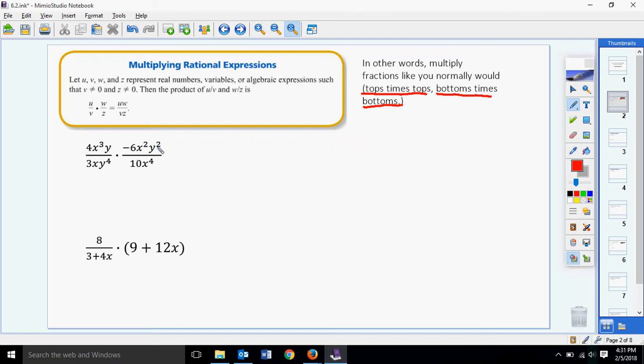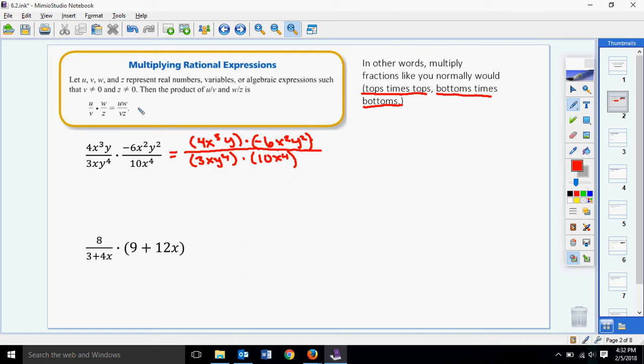Okay, so let's look at our first example. I'm going to write it out the long way at first, and then towards the end of the video, I won't be writing every single problem the long way. So we have the numerator of our first fraction, 4x cubed y, and we're taking that times the numerator of our second fraction, negative 6x squared y squared. And in the denominator, my first denominator is 3xy to the fourth, and I'm multiplying it times 10x to the fourth. Okay, so this is the long way.